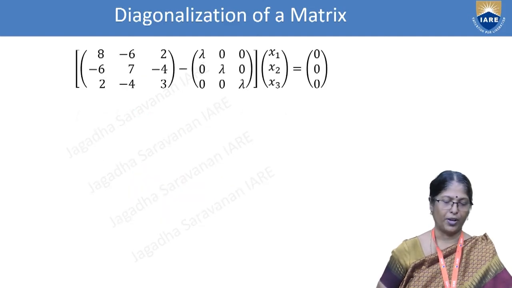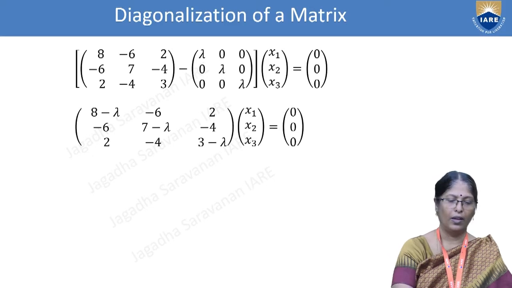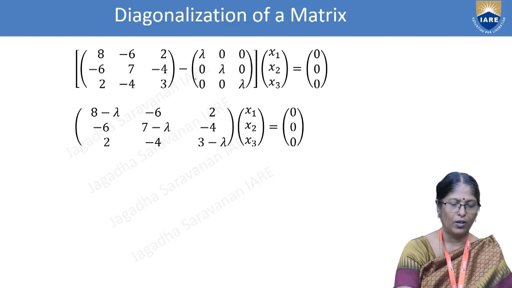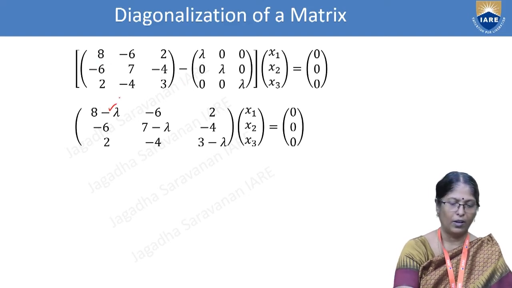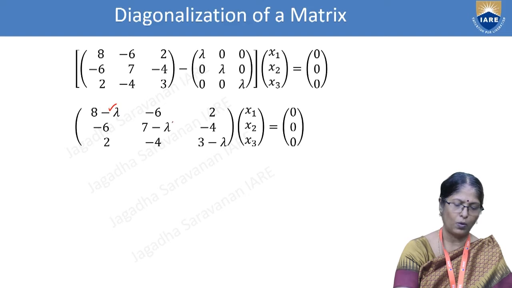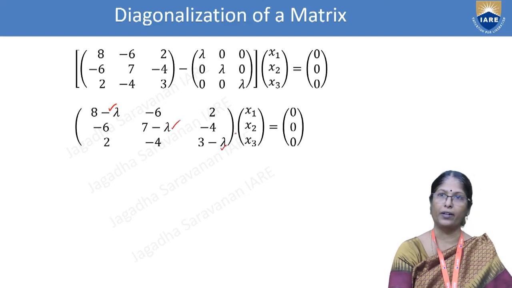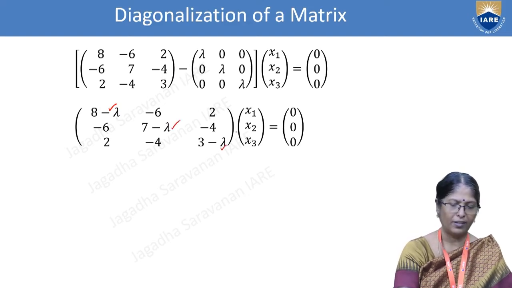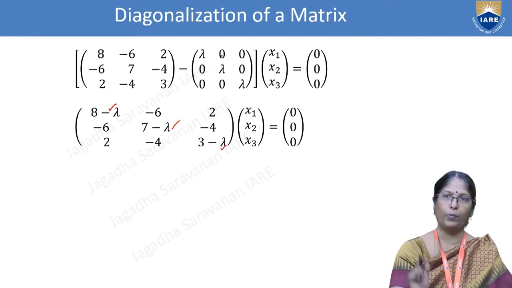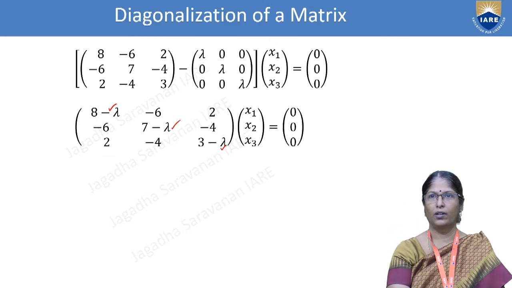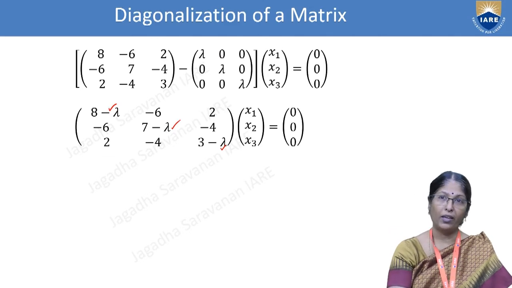So just we have taken. Now 8 minus, we are doing the subtraction. So 8 minus lambda. The changes will be there only in the principal diagonal. Because minus 6 minus 0, we know the same value will be coming, because 0 is playing the role of additive identity.